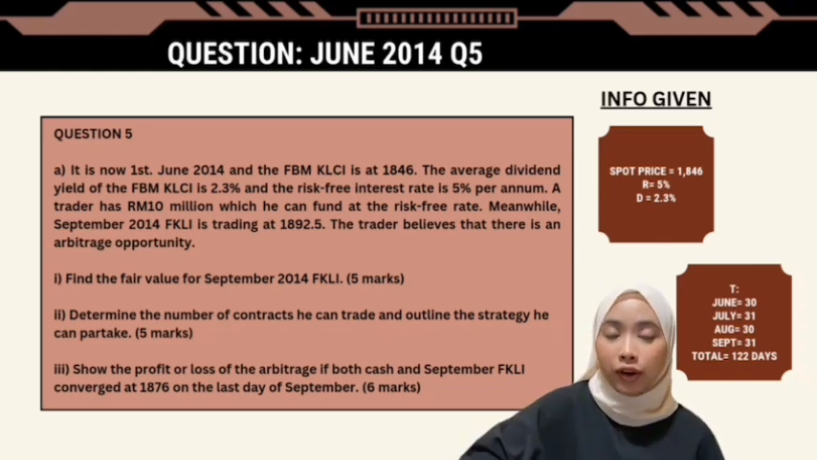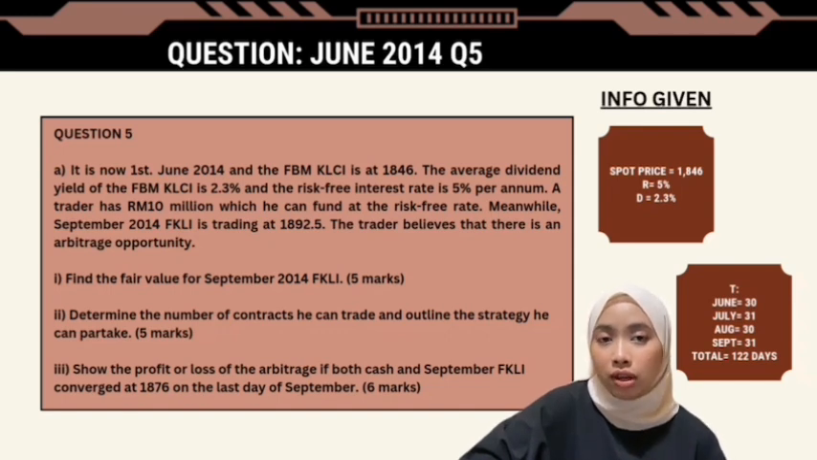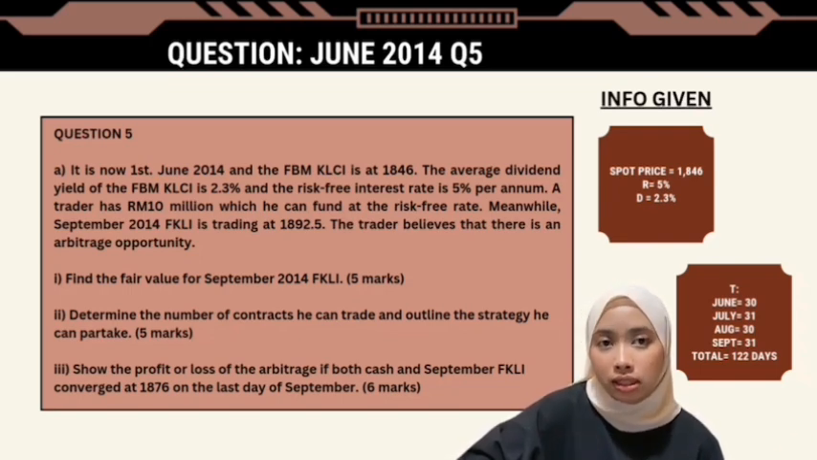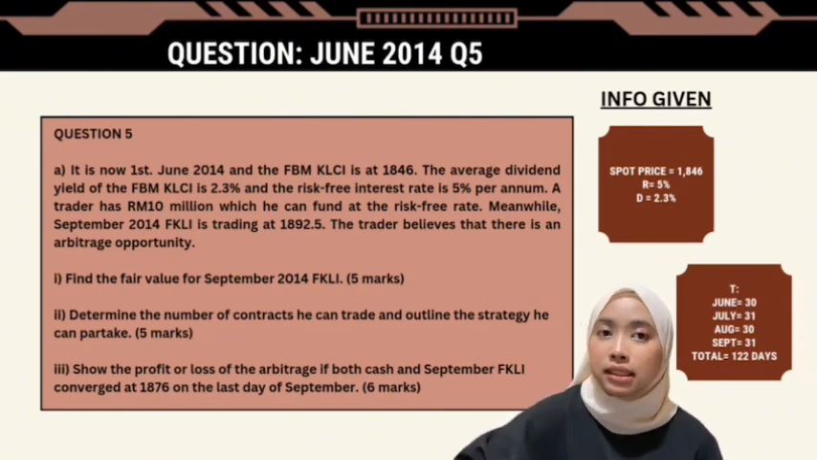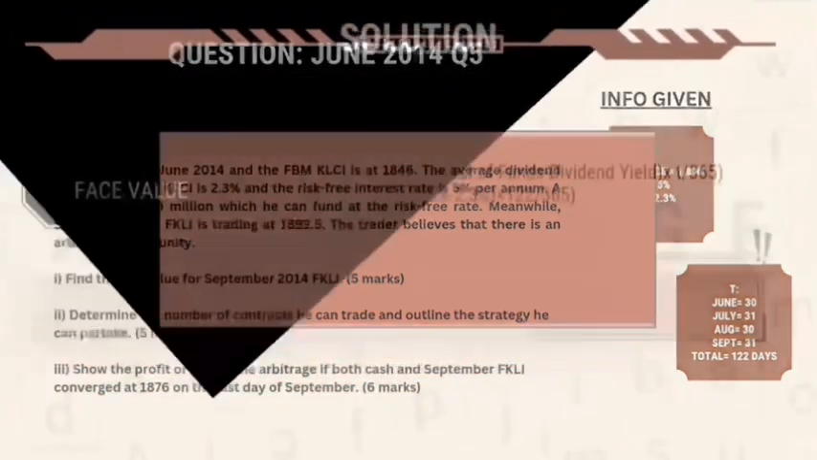So based on the question, we get the info that the spot price is 1846 and the interest rate is 5%. Before we calculate the fair value, we need to know the dividend yield, which is 2.3%. It says that in June there are 30 days, 31 for July, 30 for August and 31 for September. After totalling up, we got 122 days.